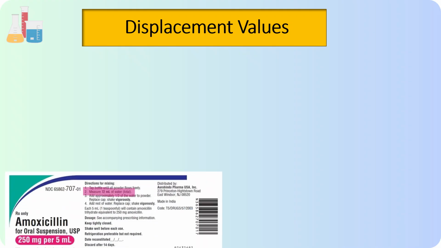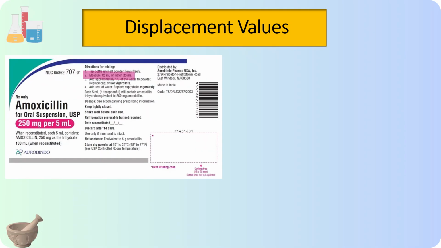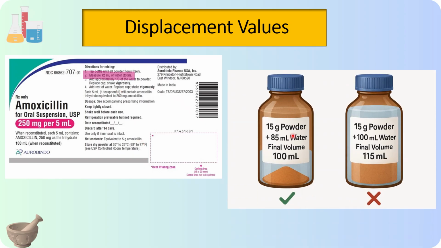Let's explain it. As you can see on the bottles for antibiotic suspension like amoxicillin, it's clearly mentioned that you need to add 72 ml and the total volume is 100 ml. So the total volume is 100 ml, and we need to add 72 ml. This means that the powder of amoxicillin active ingredient will consume 28 ml from the total volume.